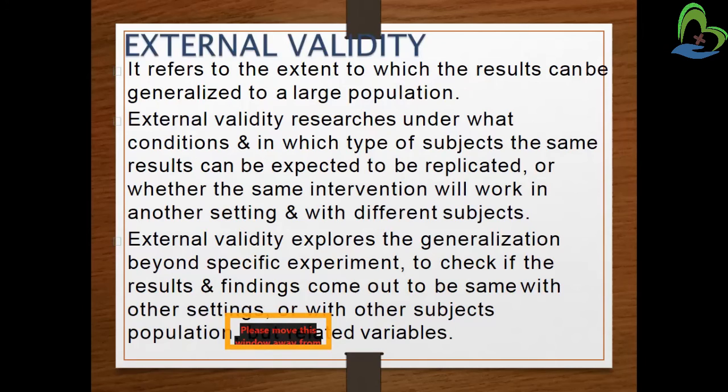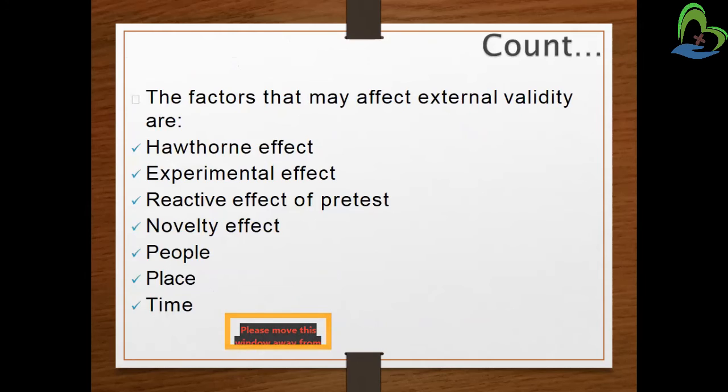External validity explores generalization. I have seen that in a particular primary health center, the nurses have a moderate level of knowledge on certain aspects. Another PHC may have a similar kind of knowledge, again at a moderate level. So we can say that external validity explores generalization. We can check the outcome of the results in other settings also. But the factors that can affect it are the Hawthorne effect, experimental effect, non-reactive effect of pretest, novelty effect, people, place, and time. So let's study them one by one.